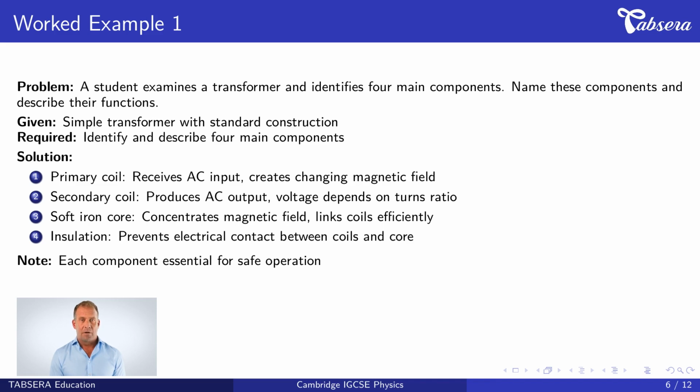Step 1. Primary coil. This receives alternating current input and creates a changing magnetic field in the iron core. Step 2. Secondary coil. This produces alternating current output, where voltage depends on the turns ratio compared to primary. Step 3. Soft iron core. This concentrates the magnetic field and links the coils efficiently for energy transfer. Step 4. Insulation. This prevents unwanted electrical contact between coils and core, ensuring safe operation.